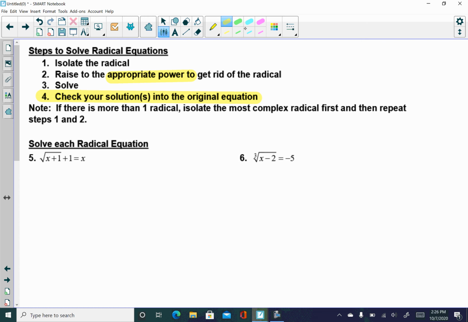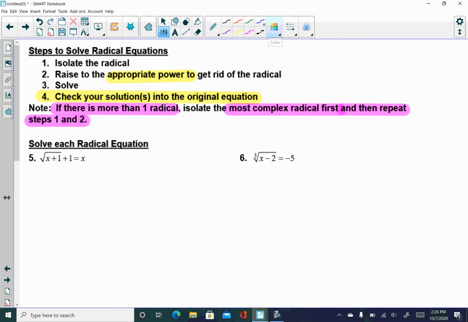And then I have an extra note down here for you. If there is more than one radical, meaning more than one, for example, square root, when I say radical, we're talking about some kind of root, a square root, cube root, and so on, isolate the more complex radical first, and then repeat steps 1 and 2. I'm going to illustrate that for you down here in example 7. So I plan to do example 5 and example 7 with you, unless you do example 6 with the solution key.